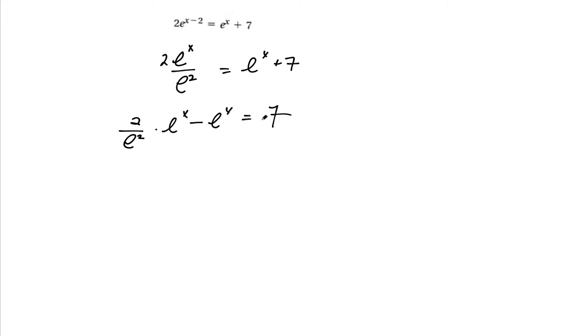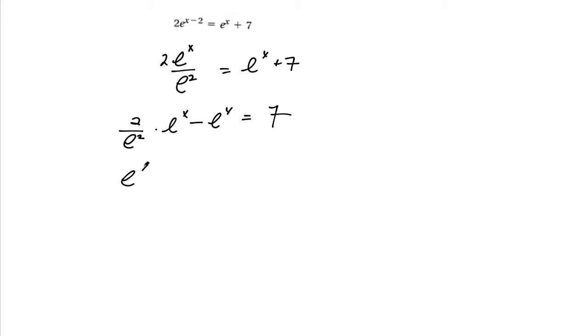Okay, so this actually is e to the power of x divided by e squared. Okay, that's just a constant. So let's bring the e to the power of x over. You have 2 e to the power of x, e squared times e to the power of x minus e to the power of x is equal to 7.